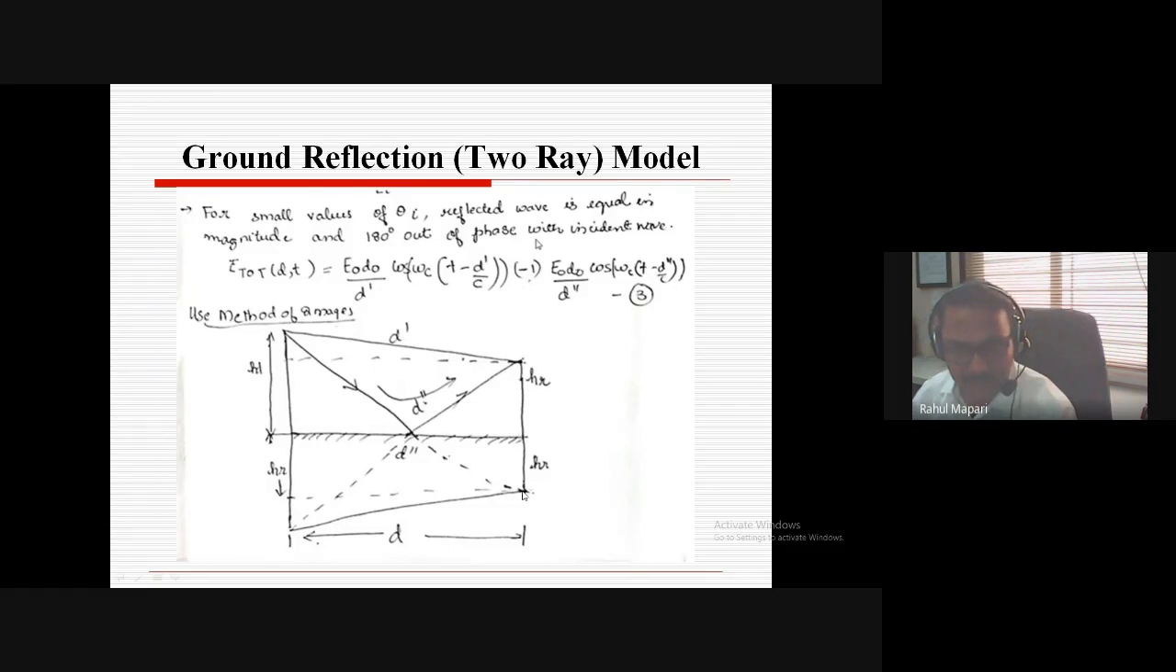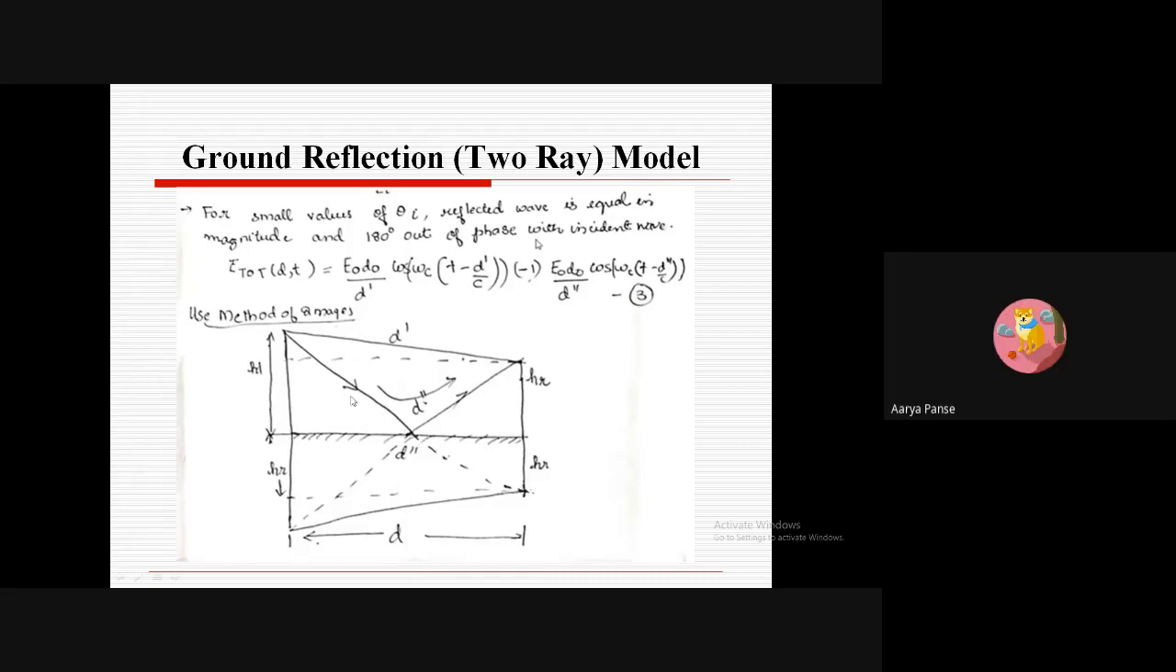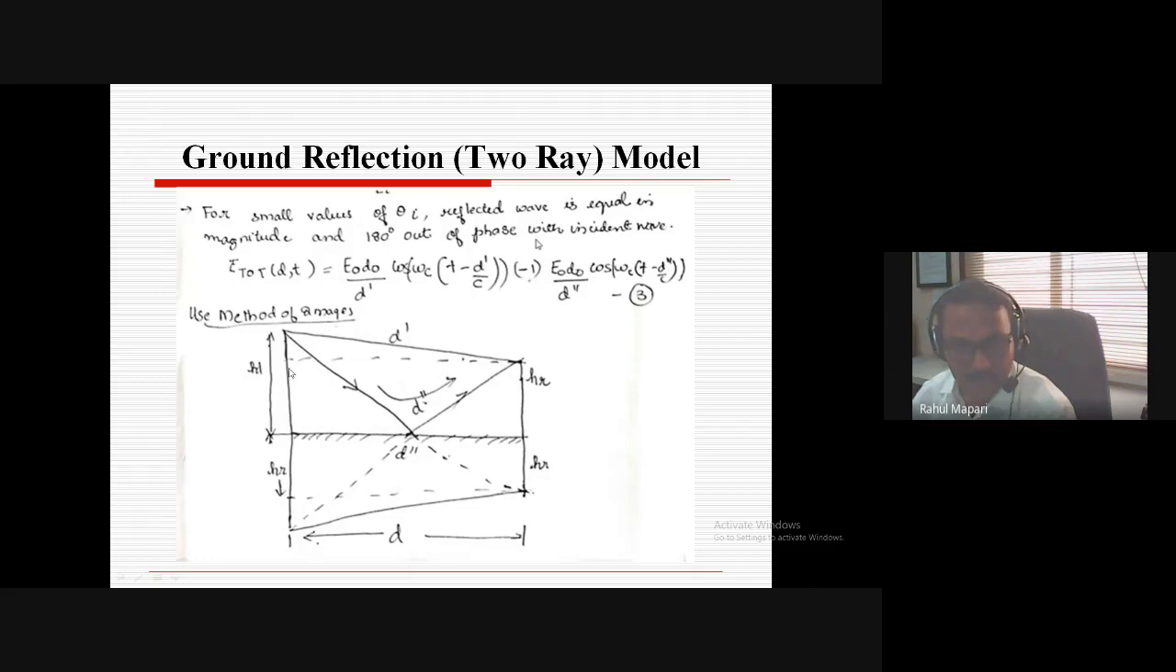Here this dotted line, this D double dash, right? Yes. From this to this, the distance is HT, and this distance is HR, up to this one. Then here this line, and this distance is D double dash. The reflected signal traveling distance is D double dash. So it forms a right angle triangle.